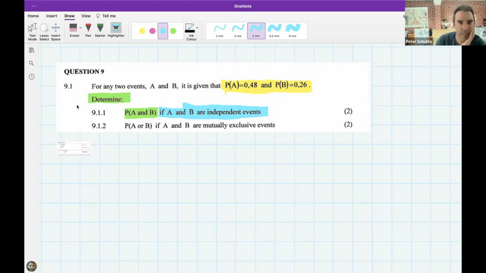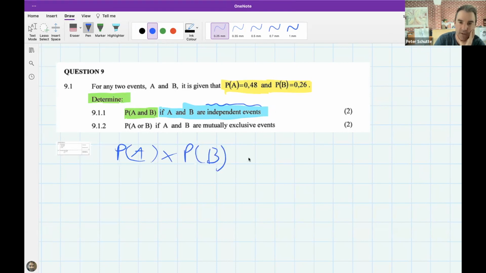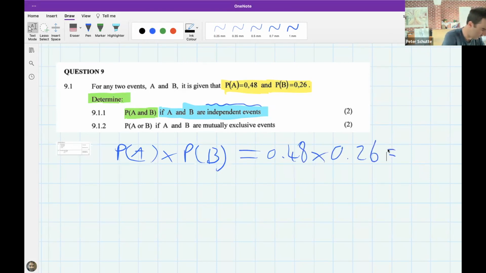So I see a couple of answers coming through in the chat. The key fact here is you're given they are independent. If they are independent, all that you need to do to find this is multiply, because you know that that equivalence holds, because they've told you they're independent. So you go this times this, and you should get 0.1248. Or if you round to 2 decimal places, 0.12.